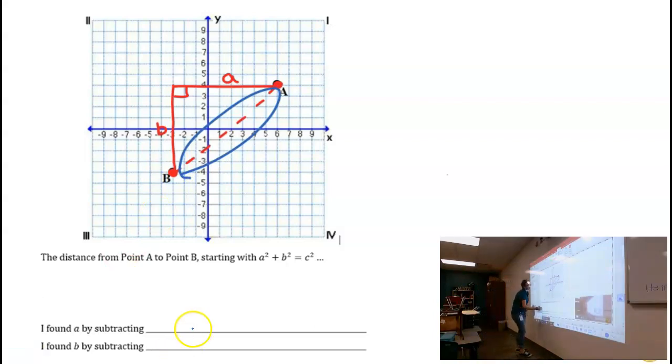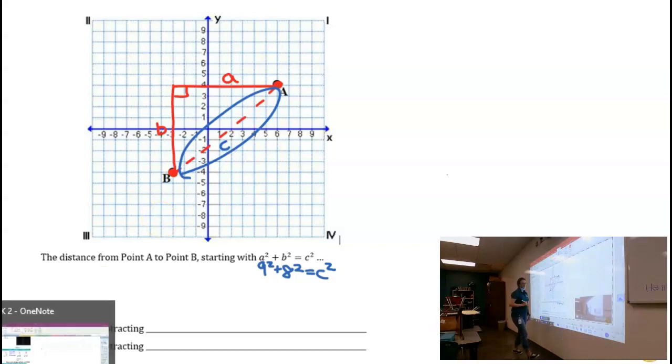So my distance b is 1, 2, 3, 4, 5, 6, 7, 8. So I'm going to substitute 8 here. And my distance here, 1, 2, 3, 4, 5, 6, 7, 8, 9. I'm going to substitute 9 here. And that should equal c squared. This is my distance c. That's the distance that I don't know.